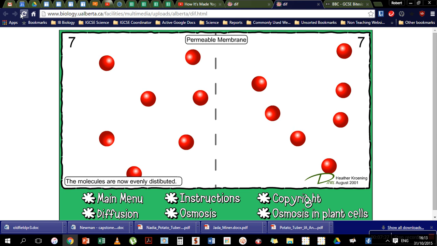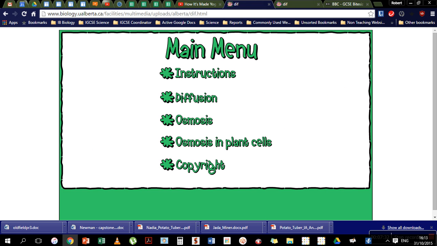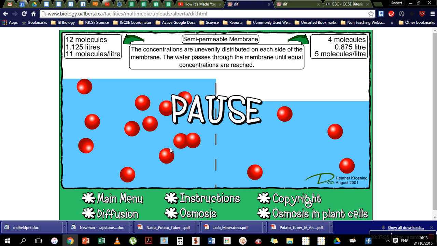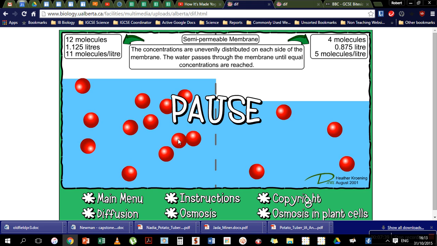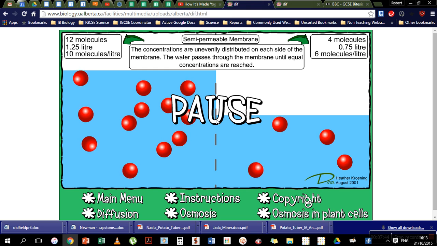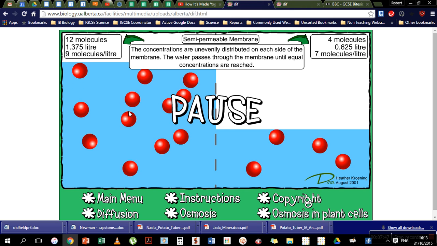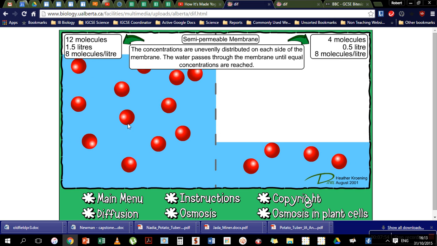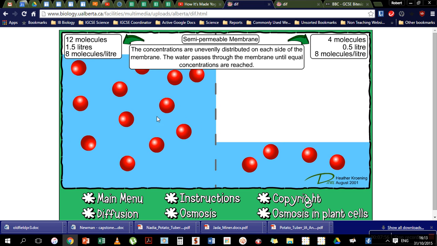So I'm just going to refresh this again, and let's have a look at osmosis. Okay, so you can see here, you've got a semi-permeable membrane in the middle. You've got molecules of sucrose, which is these red ones here, or molecules of a solute, which is dissolved in the water. And you've got the water itself.